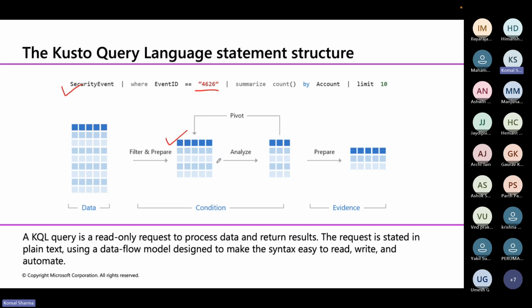Now, further, you can perform the analysis. You can summarize your data by creating a new column for the count. So here you are summarizing your data, creating a new column by using the count function. And then finally, you are mentioning that your result should be limited to 10 rows only. So finally, this is the data you have received.